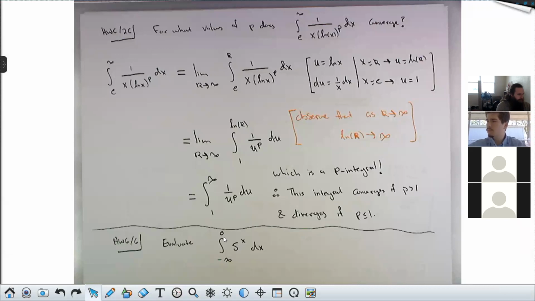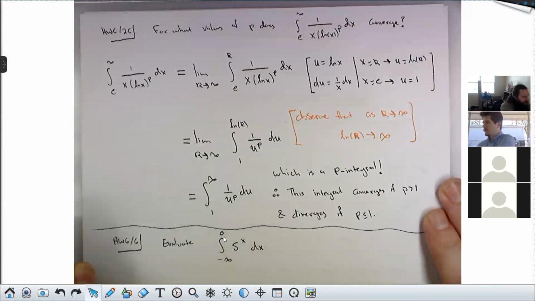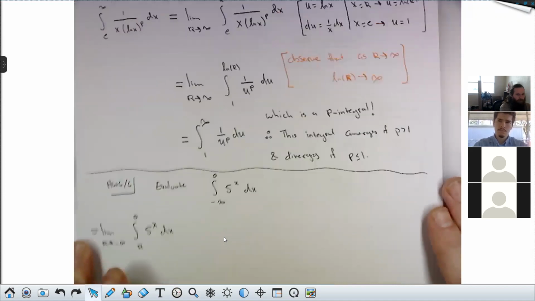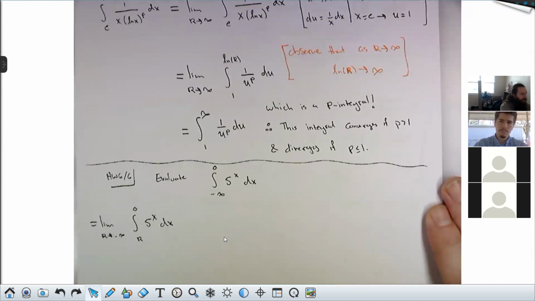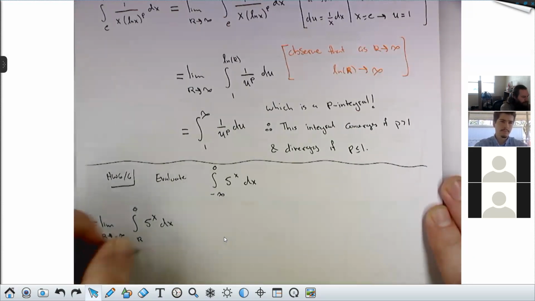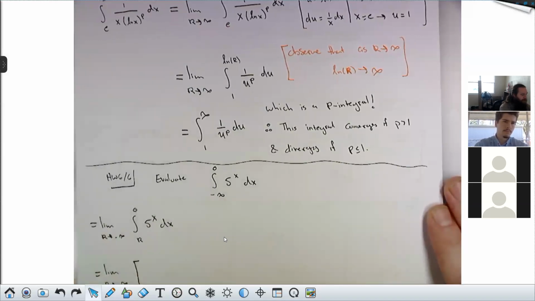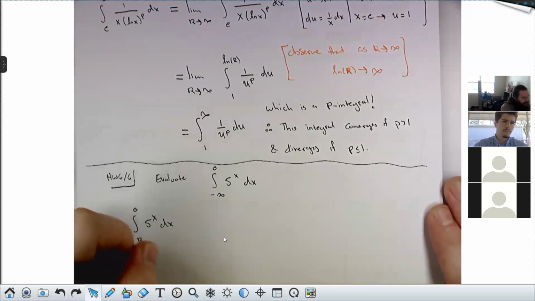The trick is, well, there's no real trick here. So we write this as the limit as r goes to negative infinity of the integral from r to 0 of 5 to the x dx. And then you need to remember what an antiderivative for 5 to the x looks like. I put this on an exam once, and I realized that Calc 2 students do not remember how to antiderive other exponentials. So I'll just show you what you get here.